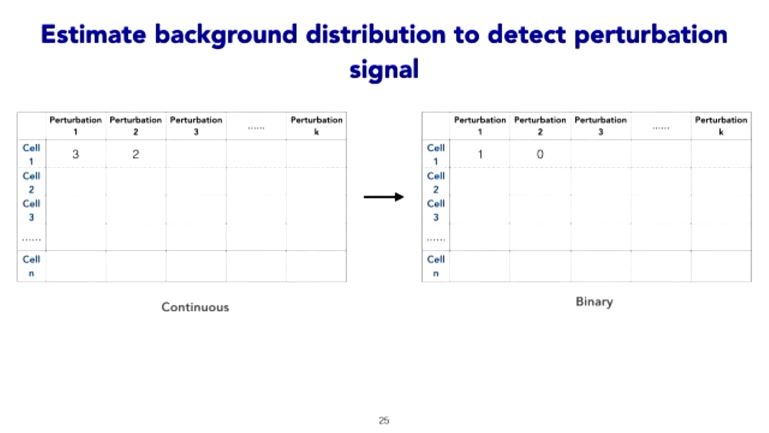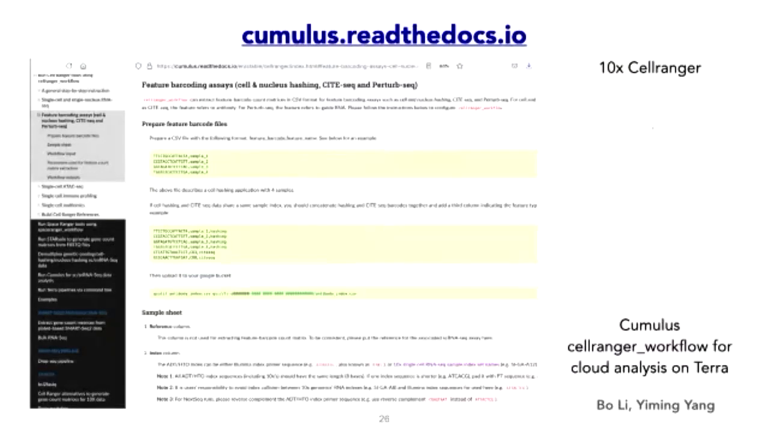And most of the standard software that I talked about have a way to estimate the background distribution, because a droplet can also capture ambient RNA, which is in the pool of cells that goes into the microfluidics. And so once the background distribution is estimated, we can then determine what the threshold would be to call a perturbation signal detected or not. Again, if you're interested to check out the cloud pipeline, which does all this pre-processing and returns these two matrices, then here is the link. And it was developed by Bo Li and Yiming Yang.